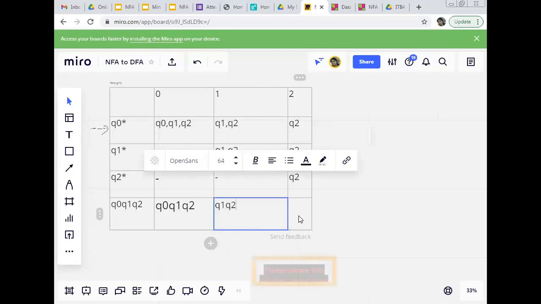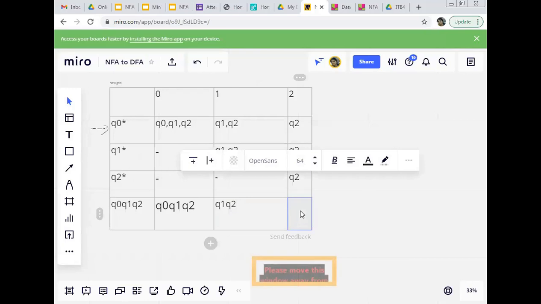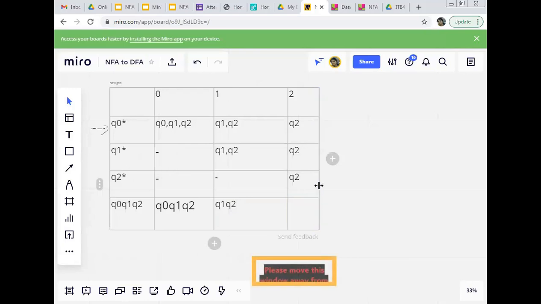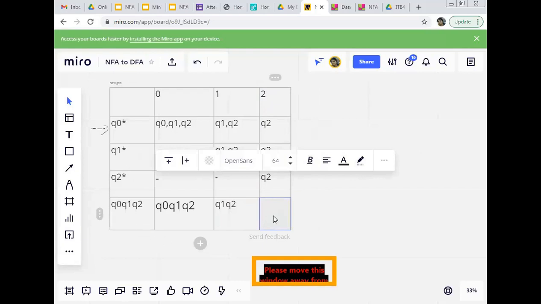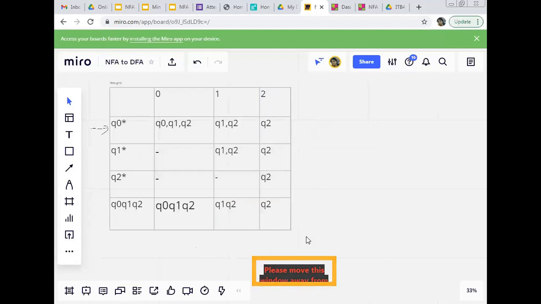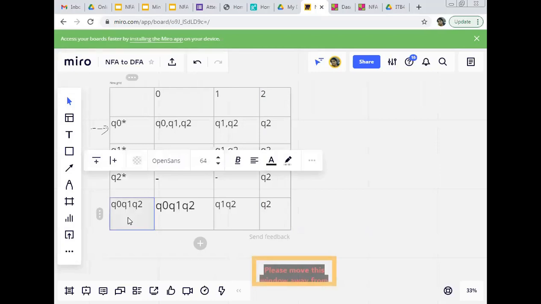Is it clear or you want me to solve it? Is this clear? Any doubt in this? Okay, so what is Q0, Q1, Q2 on 2 then? It is Q2. Yes, very good. Okay, so done with Q0, Q1, Q2. Is there any other combination that we can add which is forming? Is there any other state that we can form?